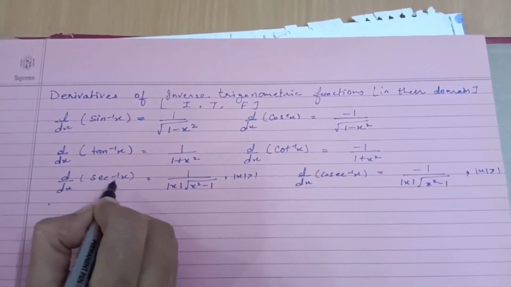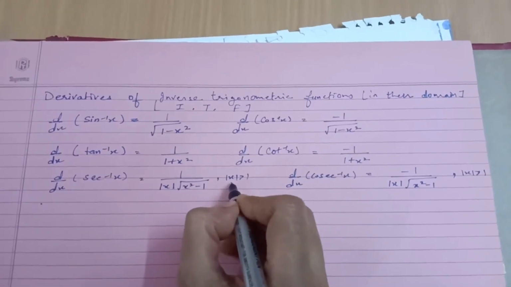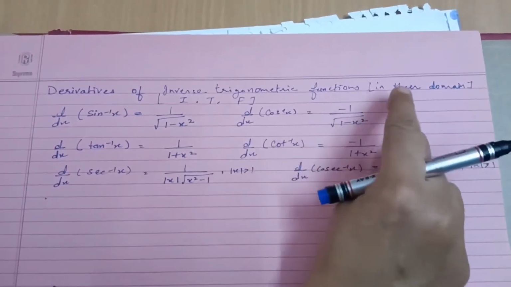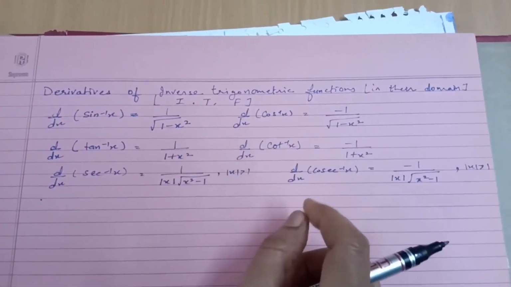D by dx of sec inverse x is 1 by mod x root x square minus 1. Condition is mod x is greater than 1. That is actually what I said about their domain. You will be reading more in chapter 2. Okay, these formulas will work for this exercise.